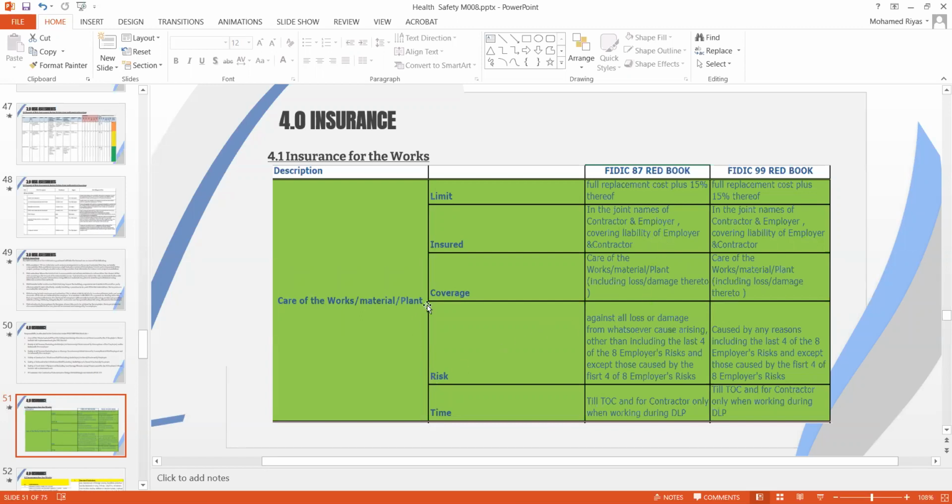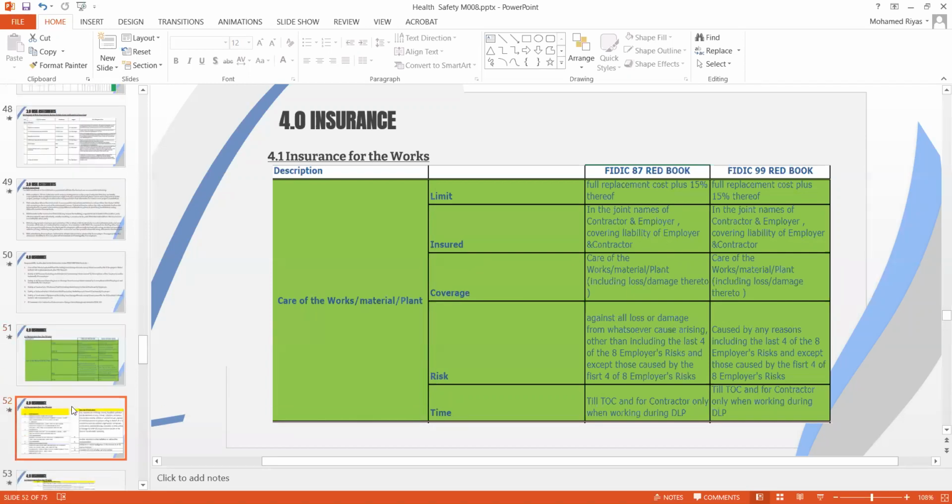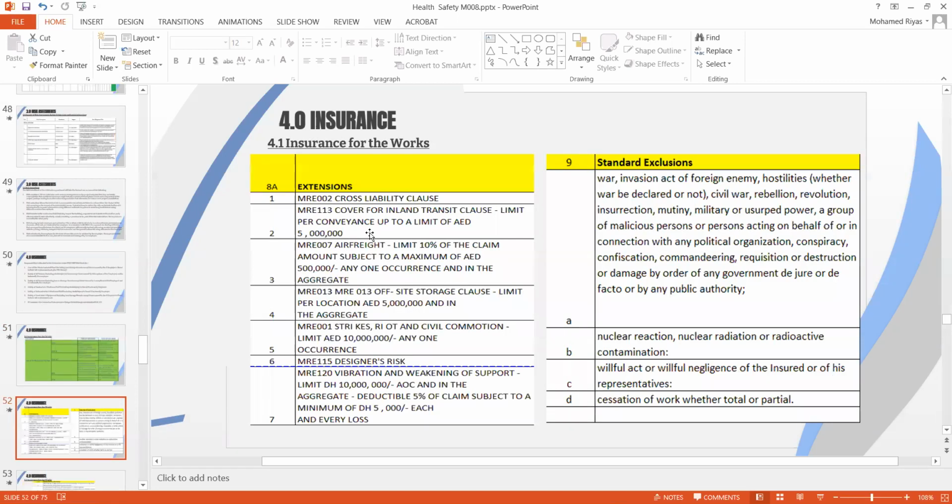What you're supposed to cover is all the risks, including the employer's. You have 8 employer risks: not only the first 4, the second 4 also are to be covered. But let's look at the general extension and exclusion in the CAR policy.